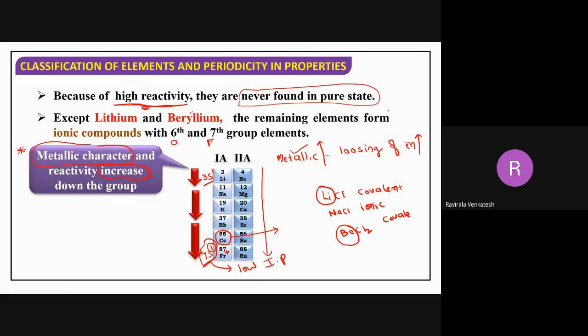Now, with which group elements? 6th and 7th group elements. This we will discuss in the s-block elements chapters separately. So I just want to inform you of this point only: lithium and beryllium will form covalent bonds, the remaining will form ionic bonds.